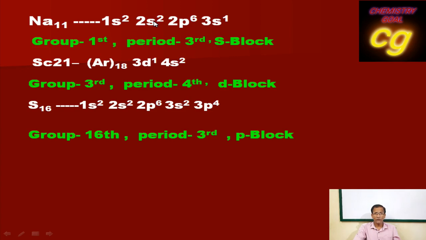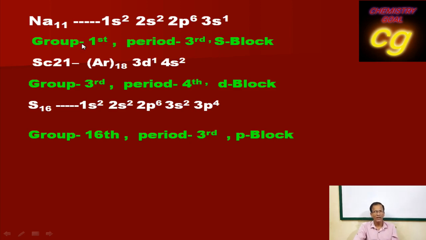The last electron enters the S subshell, so you only count the number of outermost electrons. As it has 1 electron in S, it is first group. I have already told you, for S block the group equals the number of outermost electrons. The last electron is present in the third shell, so it is third period. As the last electron enters the S subshell, it is S block. So sodium's position is first group, third period and S block.